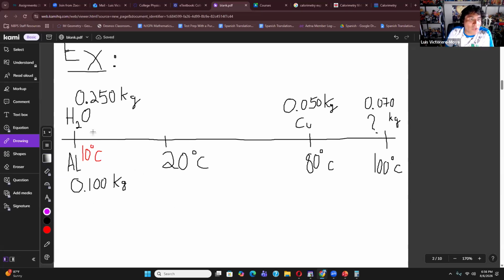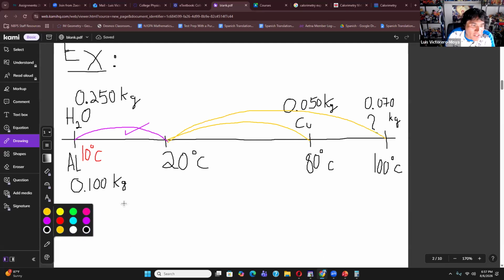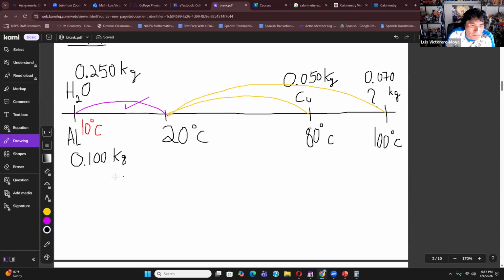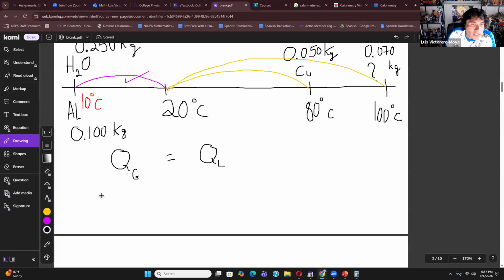All right, so what's your Q gain? Water and aluminum. What's your Q lost? Copper and the unknown sample. So I'm going to be asking questions, all right? Q gain equals Q lost.